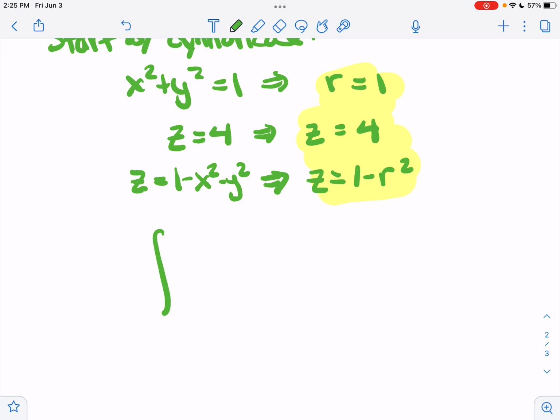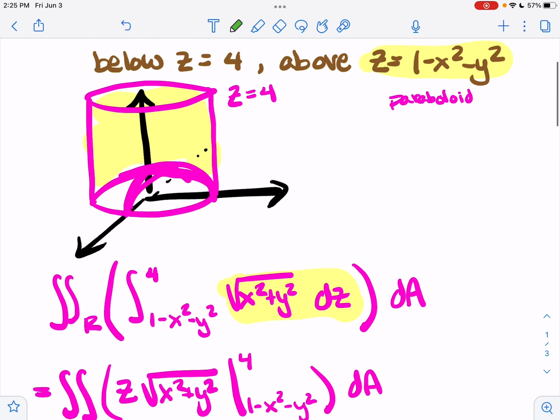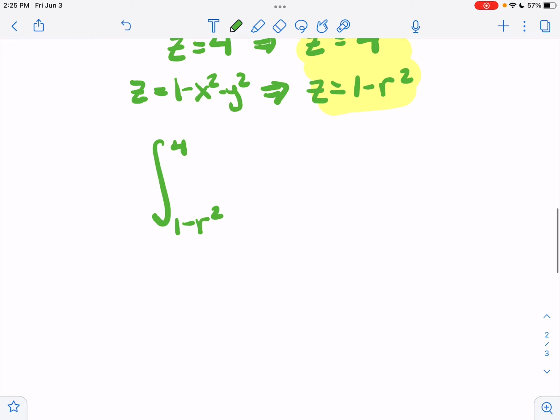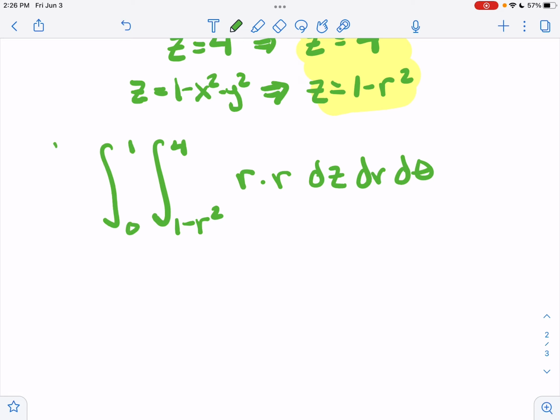And we can say z goes from 1 minus r squared below up to 4 above. The function we're integrating, remember, if we were integrating the square root of x squared plus y squared, in cylindrical coordinates that's just r. So we're integrating r. We know from cylindrical coordinates we have an extra r, dz, dr, d theta. R goes from 0 to 1, and theta goes from 0 to 2 pi. And that's the triple integral that we deal with in cylindrical coordinates. Seems a little simpler. It's the same as what we had before, but it might look a little easier to deal with or think about this way.